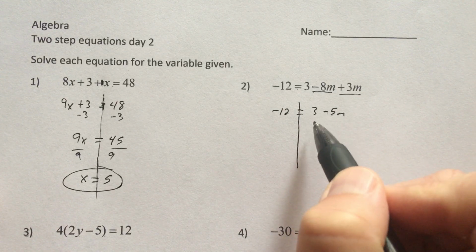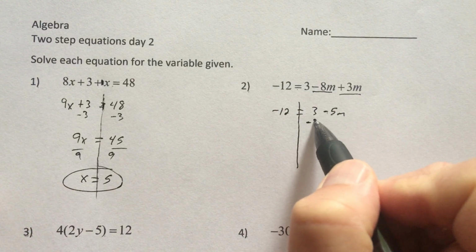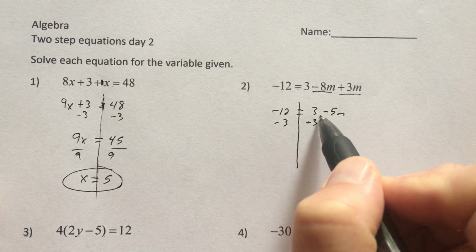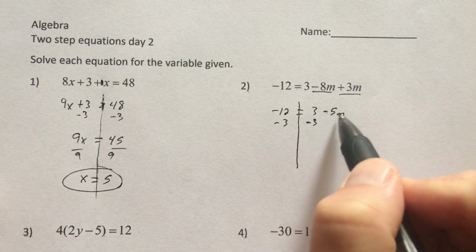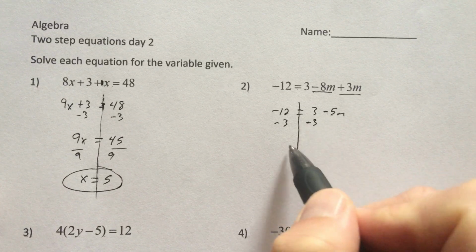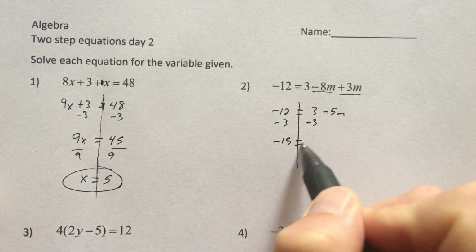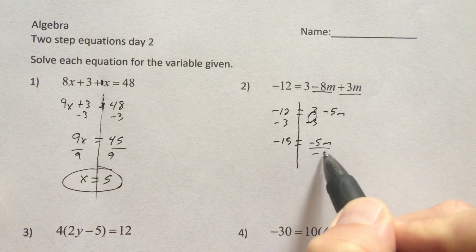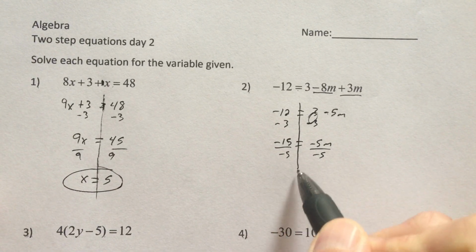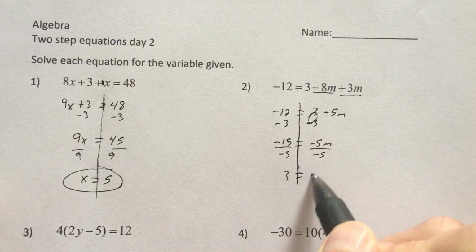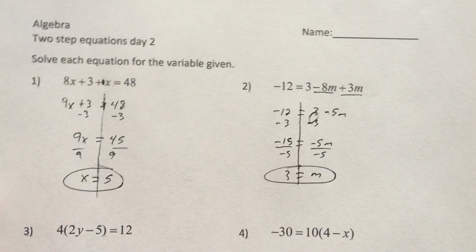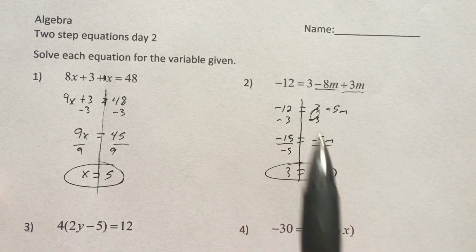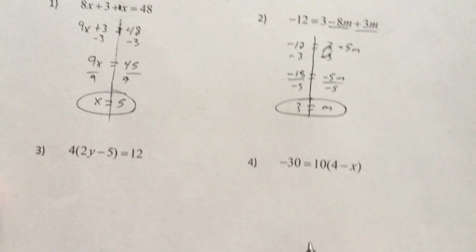I'm going to get rid of the 3 next. To get rid of a positive 3, we're going to go minus 3. Minus 3. That minus goes to the 5, you keep it with that. Get rid of this thing. We're going to have negative 15 equals negative 5m. Then divide by negative 5, and we end up with m equal to 3. So just putting some stuff together, combine like terms, that's what we're doing on those.